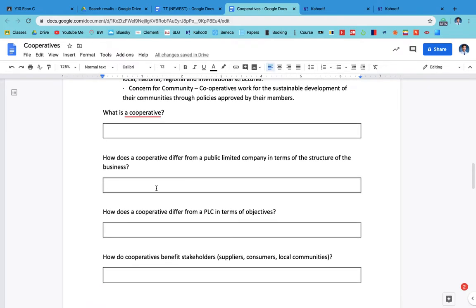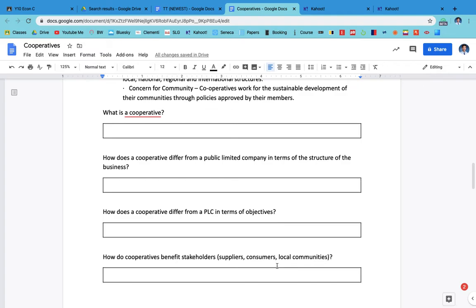Now we've got some questions. What is a cooperative? You can describe this. How does a cooperative differ from public limited companies in terms of the structure of the business? How does a cooperative differ from a PLC in terms of its objectives? And how do cooperatives benefit stakeholders?